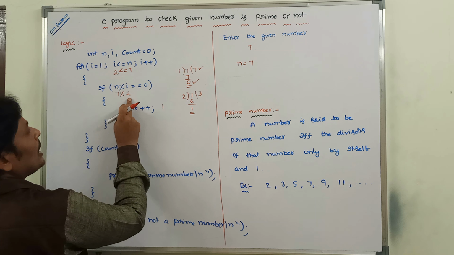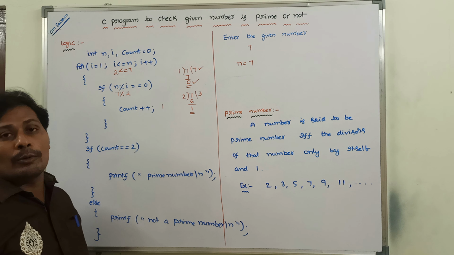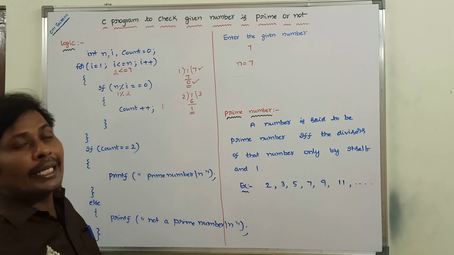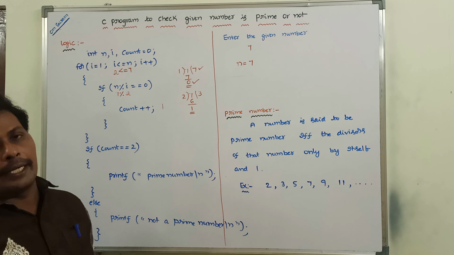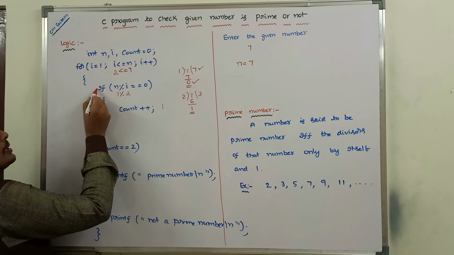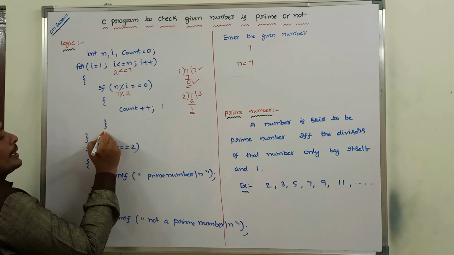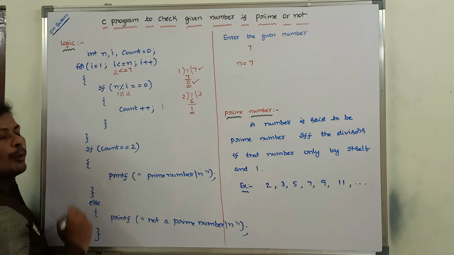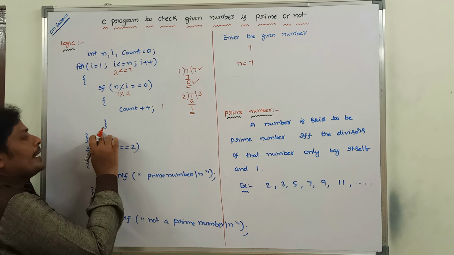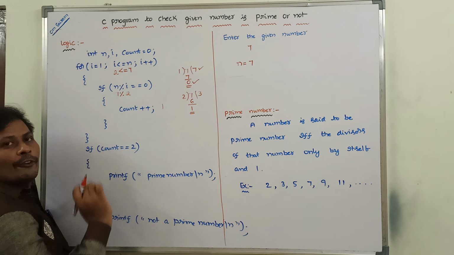Here the condition is 7 modulus operator 2 equal to 0. But 7 modulus operator 2 we are getting equal to 1. So condition false. If the condition is false, then the control goes to the next statement after the if block. There are no statements there. Okay, so again control goes to the for loop.